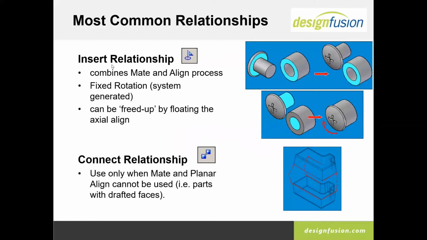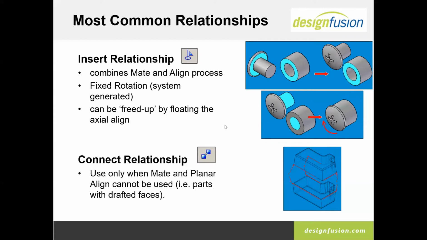Another command we have is the insert relationship. The insert relationship is actually a combination of 2. You're first prompted to pick 2 faces and then 2 axial alignment elements, so like a cylinder and a hole. This was really designed for placing screws, bolts, and so forth. So at the end of this placement, you will not see an insert relationship in the toolbar. At the lower pane, you'll actually see a mate and an axial align instead.